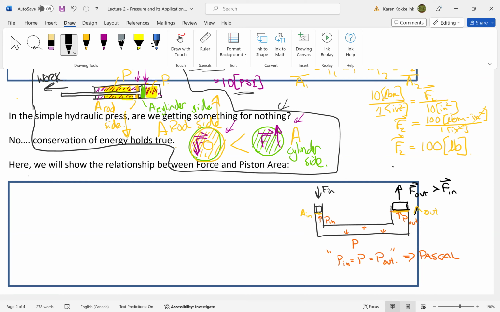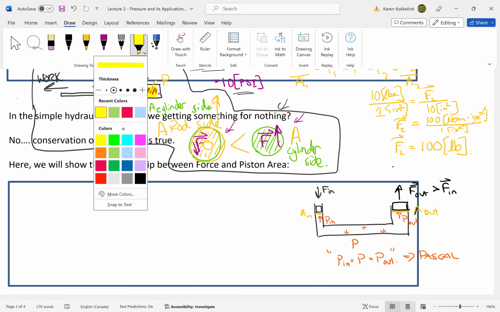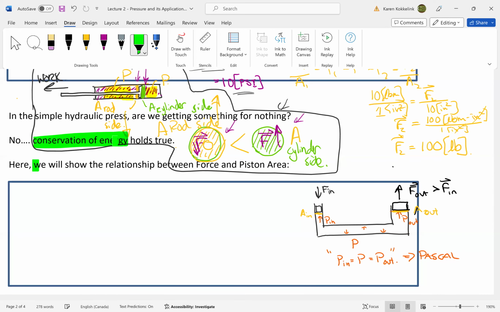No. Why does this hold true? Because of conservation of energy. This holds true because of conservation of energy. That's why we can do this, because conservation of energy holds true. So let's explore this relationship in terms of conservation of energy. Something else must be at play here.